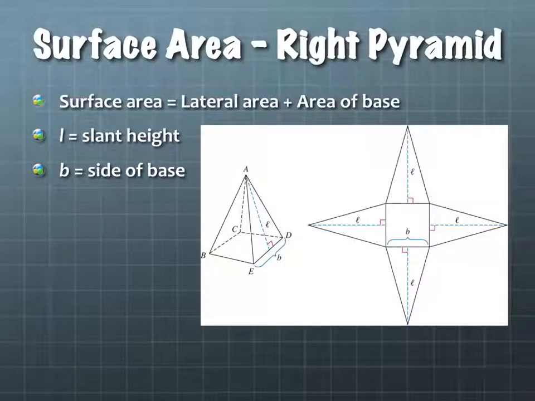Next one is a pyramid. In a pyramid, like in all of the rest, we've got our lateral area and we have the area of the base. The one thing that is different, though, is the area of the base. There's only one base of a pyramid, right? All the other objects we've done so far had a top and a bottom, so we had twice the area of whatever the base was. Here we don't have that.